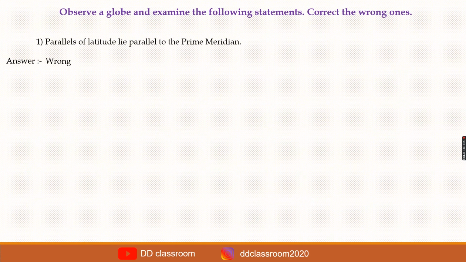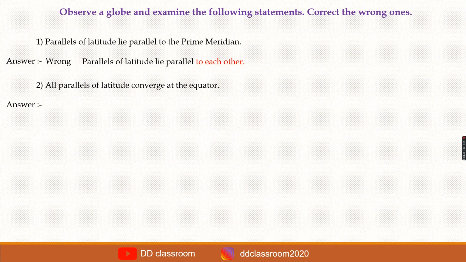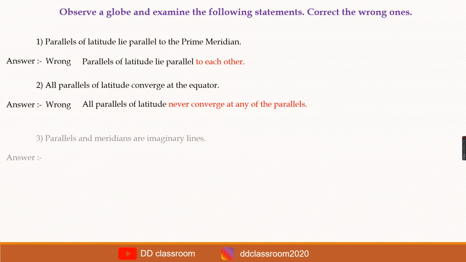Observe a globe and examine the following statements. Correct the wrong ones. 1. Parallels of latitude lie parallel to the prime meridian. Answer is wrong. The right sentence is parallels of latitude lie parallel to each other. Second, all parallels of latitude converge at the equator. Answer is wrong. The correct line is all parallels of latitude never converge at any of the parallels.